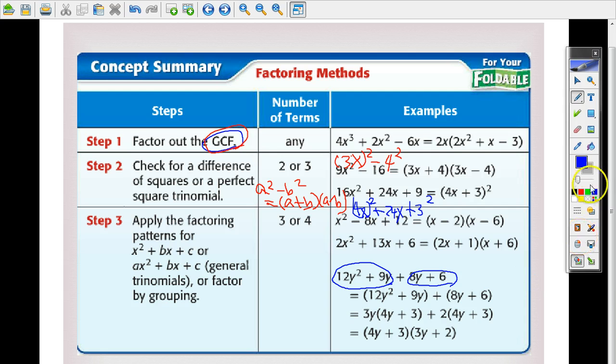8y plus 6. Okay. And here you can see that they have 3y in common, so they factor out the 3y. What's left? 4y plus 3. And now you can see they have 4y plus 3 in common, so factor out that, and you have 3y plus 2 left. And that's your completely factored form. Okay.